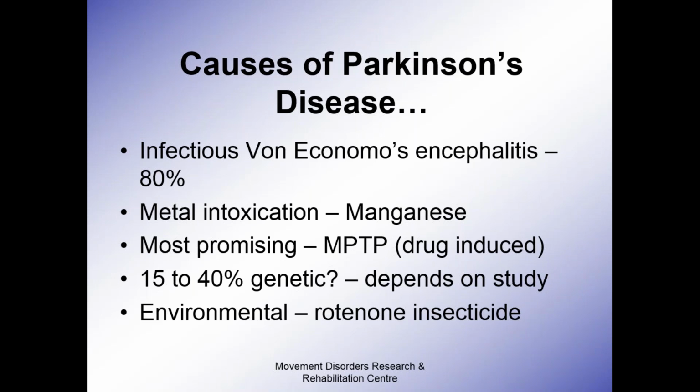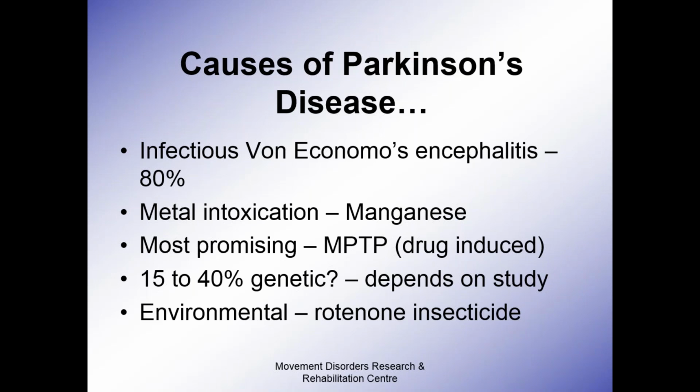Perhaps the most promising cause of Parkinson's is what we call a drug-induced form of Parkinson's, MPTP. For simplicity's sake, let's just consider MPTP a form of overbaked heroin. That'll be the simplest way to describe it. And of course, in this case, the toxin attacks the basal ganglia and results in very quickly developing Parkinson's symptoms.